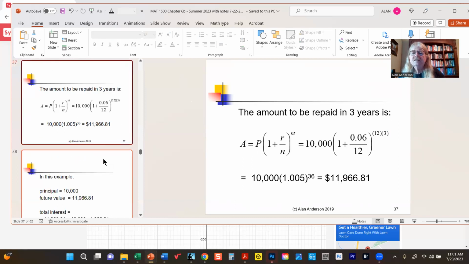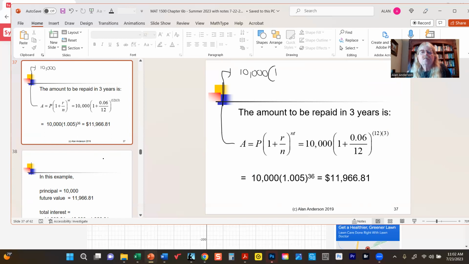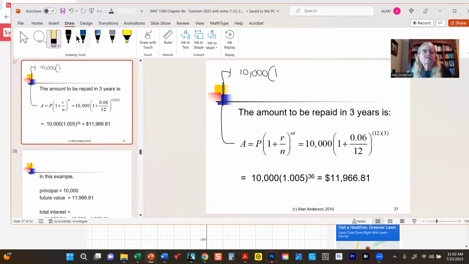So if you plug all those in and take out your calculator and do this. By the way, here's a helpful hint. You probably will want to simplify this first. What I mean here is, let's say you take this and rewrite it as 1 plus 0.5%, and your exponent would be 36. On the calculator, you probably would want to do this in the following way. Do this part first.